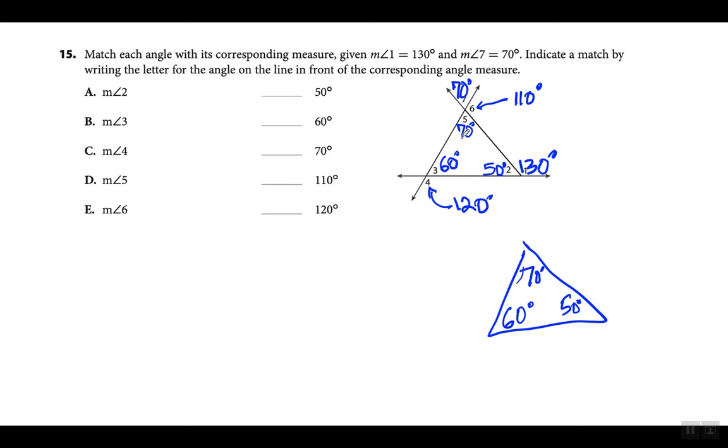The measure of angle 2 is 50. So, how do I do this? Alright, so the measure of angle 2 is 50. The measure of angle 3 is 60. So that's going to be B. The measure of angle 4 is 120.